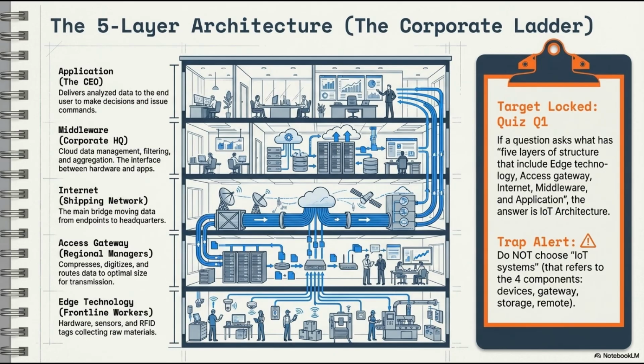Massive trap alert here, though. Do not mix up the 5-layer architecture with the 4-component systems we just did. Right, keep those numbers separate. Architecture is 5, systems is 4.